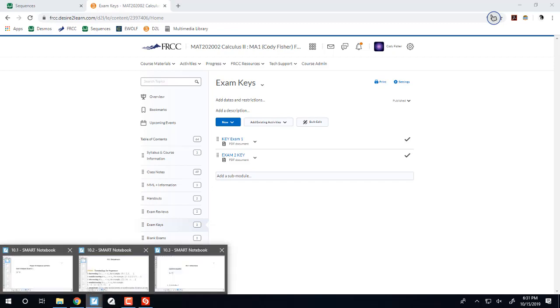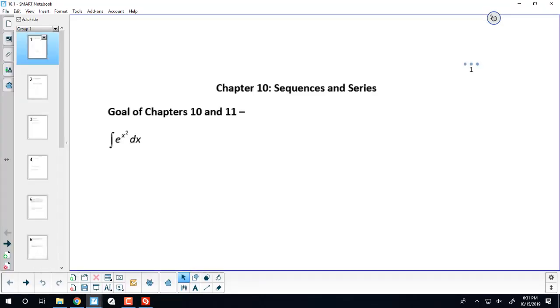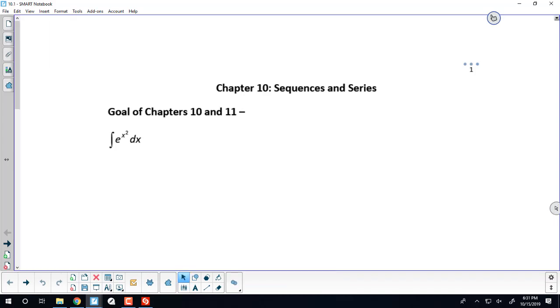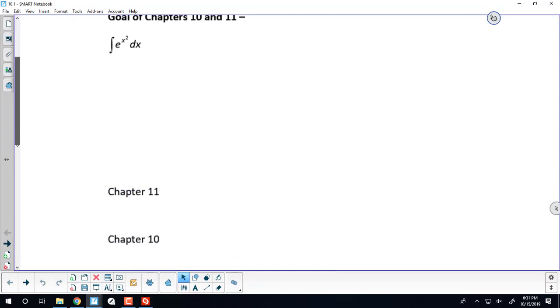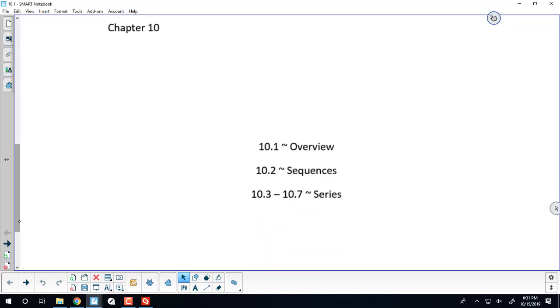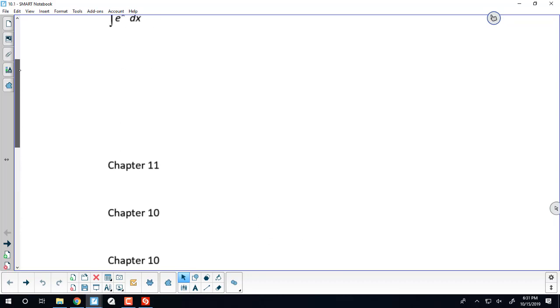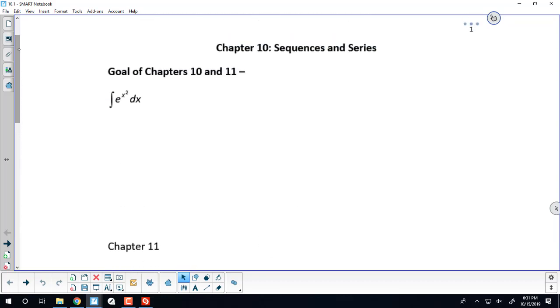So today we're starting sequences and series. Chapter 10 starts off with an overview of both. So 10.1 deals with both sequences and series. It's just a little bit about each one. We'll look at sequences in 10.2, and then the rest of the chapter is devoted to series.